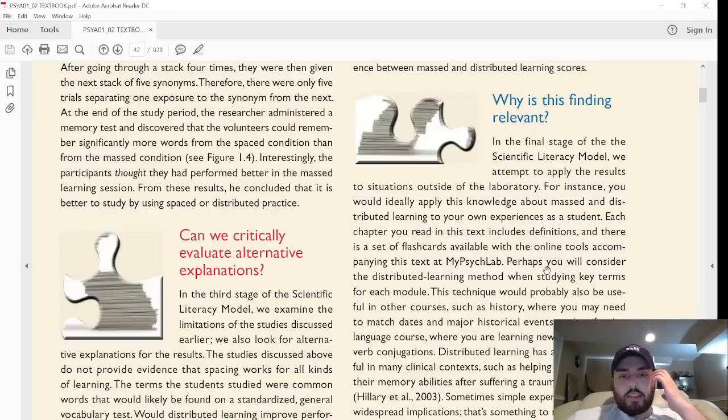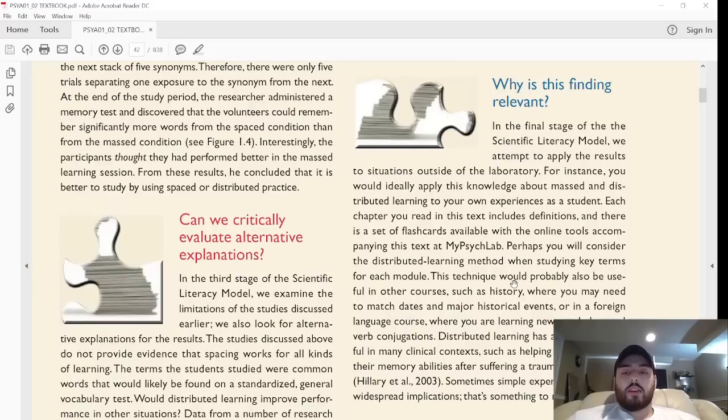So perhaps you will consider the distributed learning method when applying key terms for each module. This technique would probably also be useful in other courses, such as history, where you may need to match dates and major historical events, or even in a foreign language course, where you are learning new vocabulary and verb conjugations. Distributed learning has also proven useful in many clinical contexts, such as helping people improve their memory abilities after suffering a traumatic brain injury, which was cited as Hillary et al., 2003.